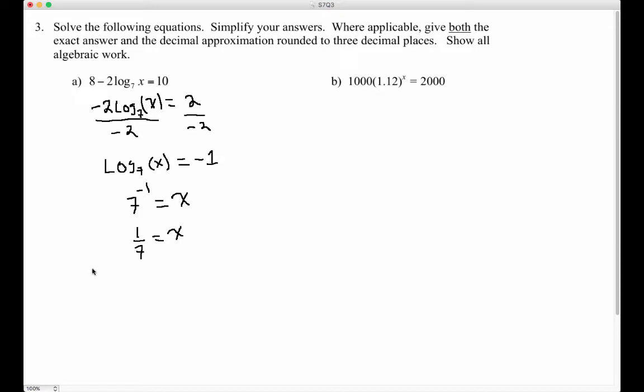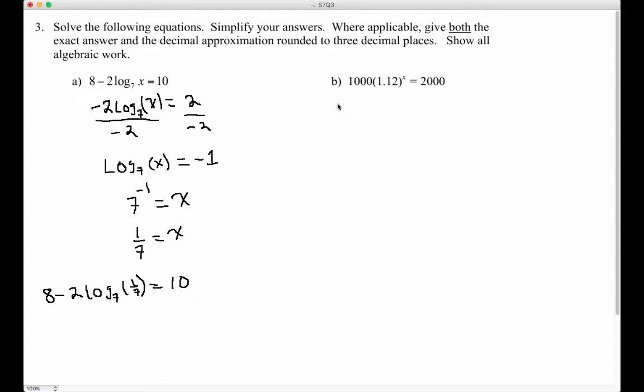Okay, now I'll just show you what to put in, but you definitely need to go check this and make sure it works. So going back into the original equation, get out your calculator and show that 8 minus 2 logarithm base 7 of 1/7 is equal to 10. Or if you think you can do that in your head, do it that way, but I think you should go back and check it on the calculator.